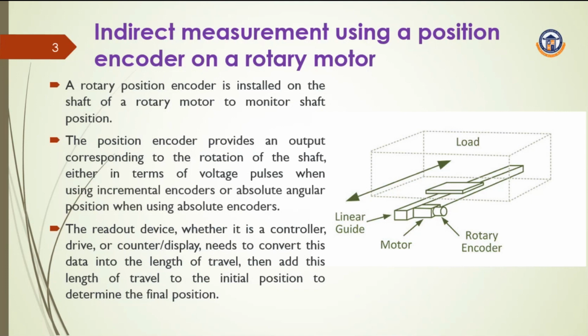Or if absolute angular position encoders are used, the absolute angular position is given as the output for observing the position. The readout device, whether it is a controller, drive or a counter display, needs to convert the pulses received from the encoders in terms of length of travel from initial position to final position, and the place where that particular load is located. Like that, we can get the details using the position encoder in indirect measurement.